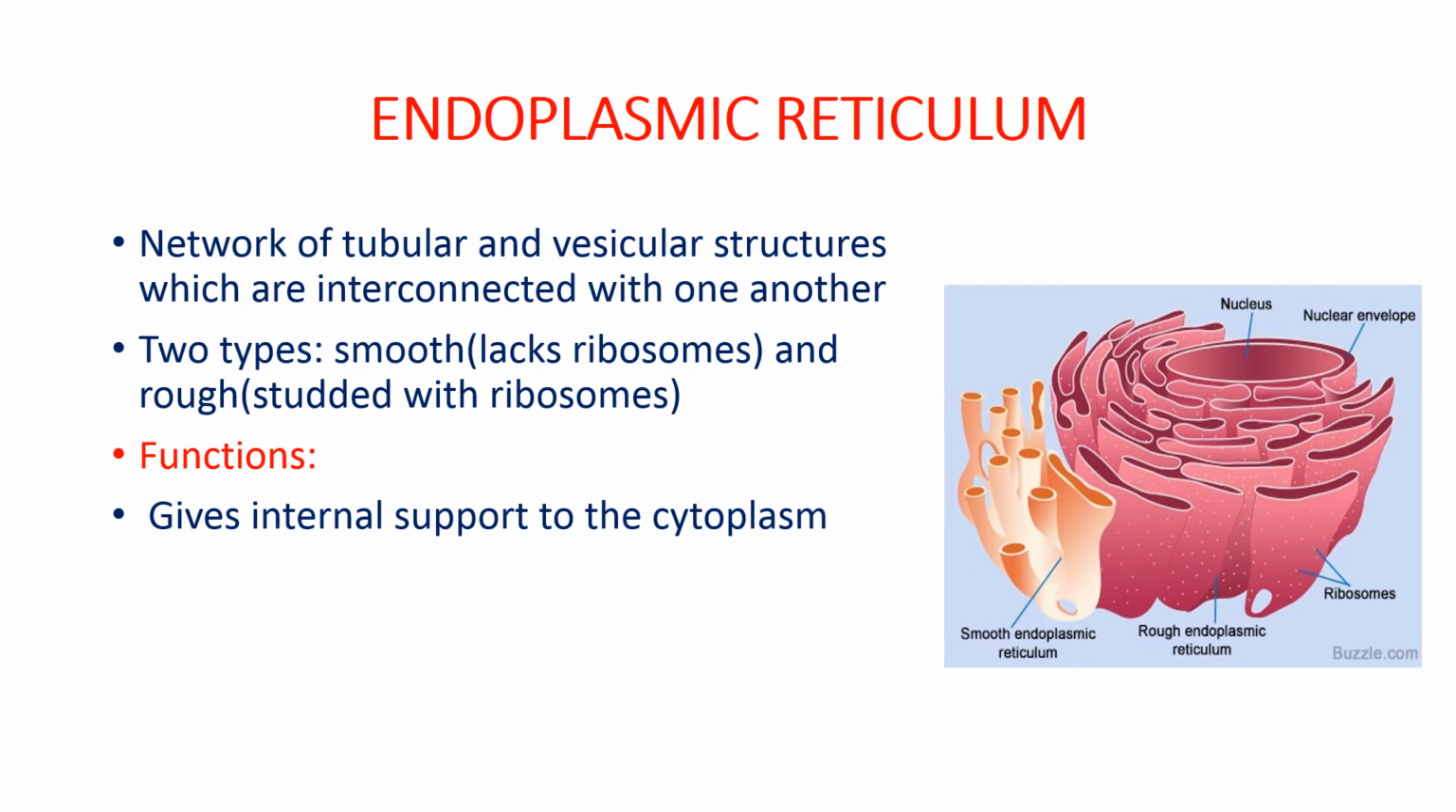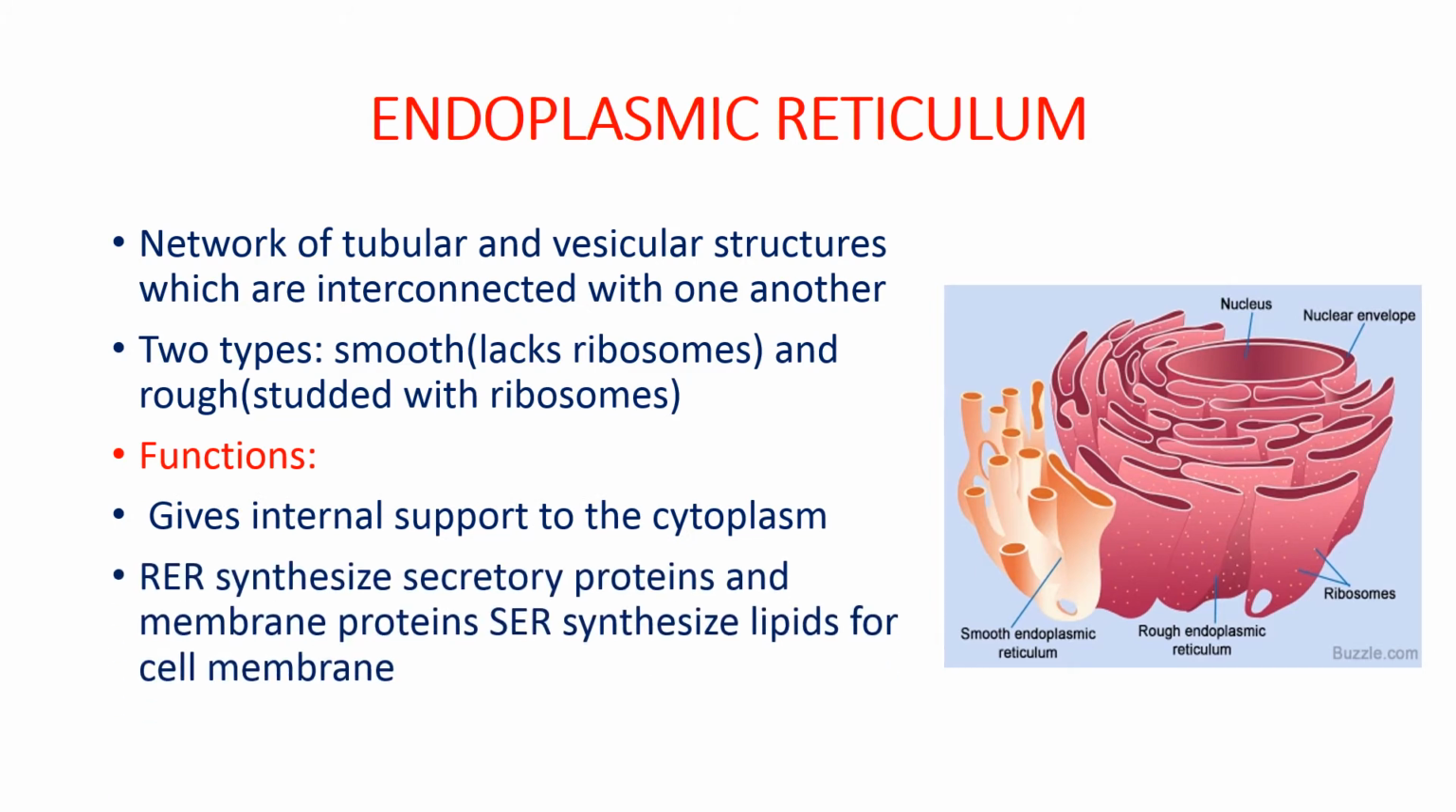Gives internal support to the cytoplasm. Rough endoplasmic reticulum synthesizes secretory proteins and membrane proteins. Smooth endoplasmic reticulum synthesizes lipids for cell membrane. This is their function. Next is Golgi body.